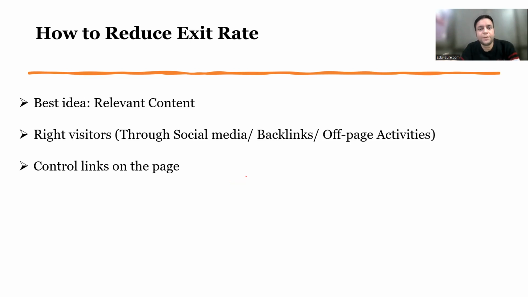Suppose I'm sharing a particular link on social media, or I'm trying to get a backlink. Those people who are coming from that particular post, or from that particular community on Facebook, or any other place, say Quora, should understand that if they click on this link, they will get this kind of content. It should not be irrelevant content. So we should target the right audience, the right visitors, according to our content. When we are doing backlinks or off-page activities, or sharing posts on social media, we should take care of this.